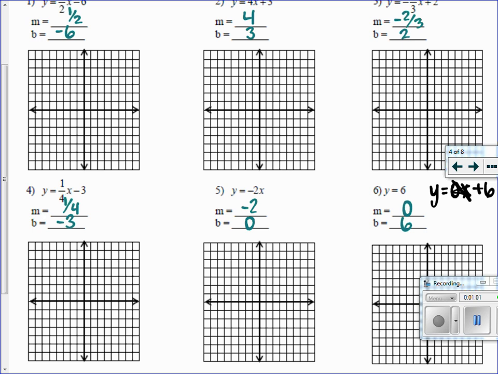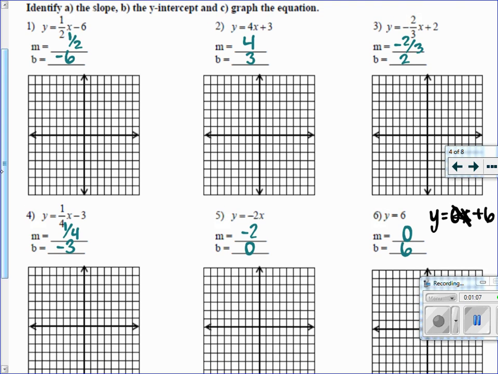Okay. So now with graphing. Who remembers what part we start? So if we go back to number 1, if we are trying to graph that equation, where do you start? You always start with your y-intercept. So at -6.